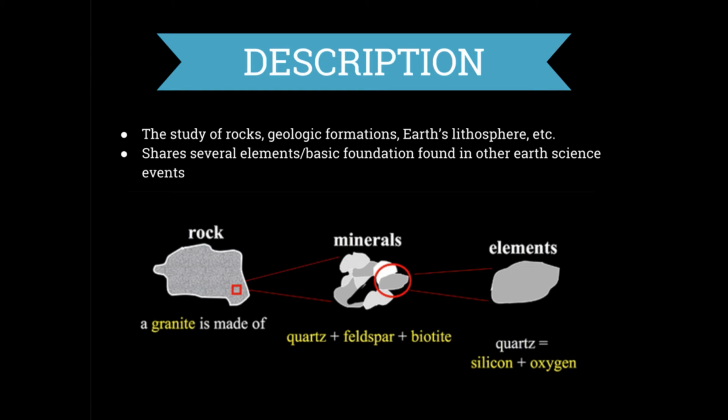Okay, so to start off, I'm just going to quickly make a distinction between rocks and minerals, because they're not actually the same thing. The difference between the two is that rocks are essentially a solid formation of multiple minerals. So if you see in this diagram, granite is considered a rock, and it's composed of several different minerals, including quartz, feldspar, and biotite. In fact, these minerals can be broken down even further into elements. For example, quartz can be broken down into silicon and oxygen.